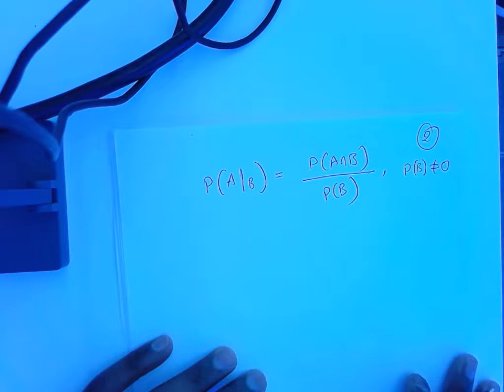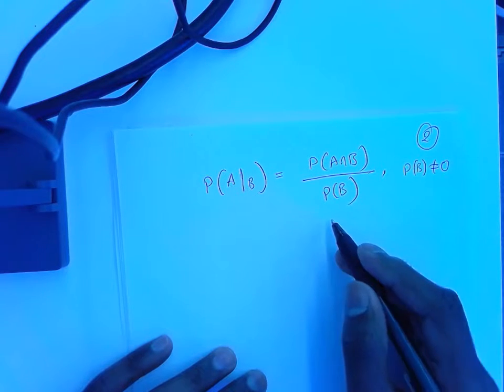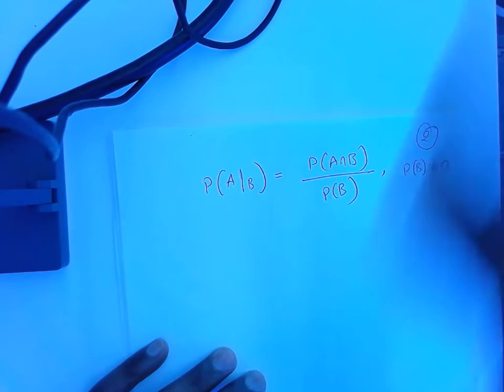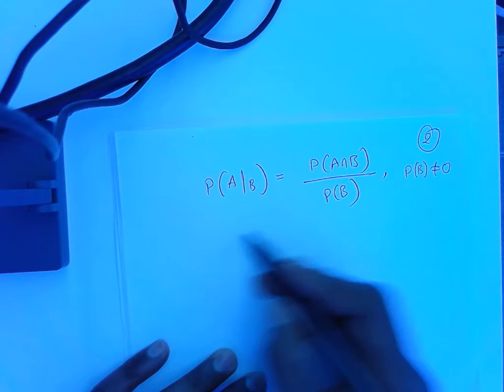Okay, and that makes sense, right? If P of B is 0, that means that event cannot happen. If the event cannot happen, there is no point of asking, given that it happens, what about this? Okay, so that's our mathematical definition of conditional probability.